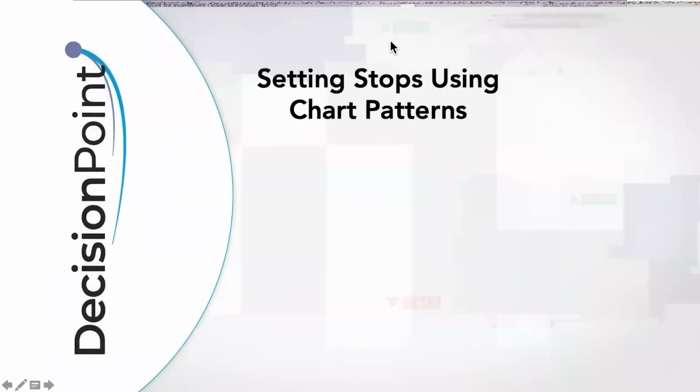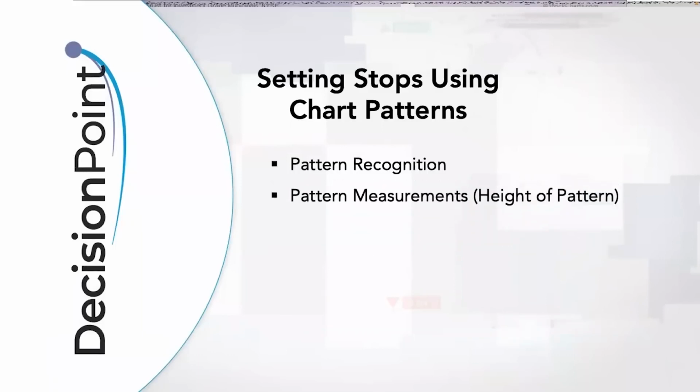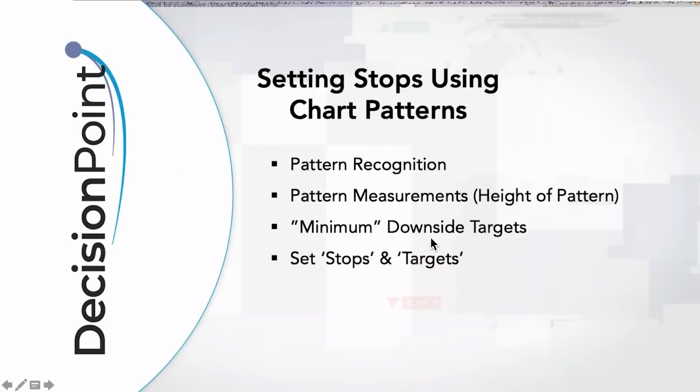So how can we set stops when we use these chart patterns? Once you recognize the pattern, you can then look at those minimum upside and downside targets. And again, they're pretty much always dependent on the height of the actual pattern. Those minimum downside targets will offer you a pretty good stop level. You can also set targets based on minimum upside targets from some of those bullish patterns.